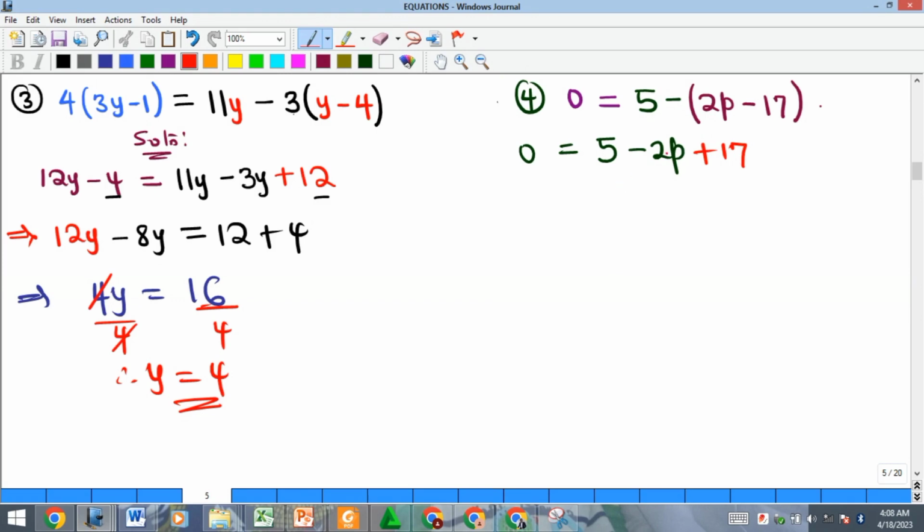We try to collect like terms, and p is on the right hand side and it's negative, so we try to move it to the other side. So when it comes over, it becomes positive 2p. When it adds to 0, it will still be 2p, and that is going to give us 5 plus 17, which is equal to 22. And so we'll just quickly divide both sides by 2, and when we do that, our p therefore is equal to 11. Okay, so that's the process of solving linear equations or simple equations involving brackets.